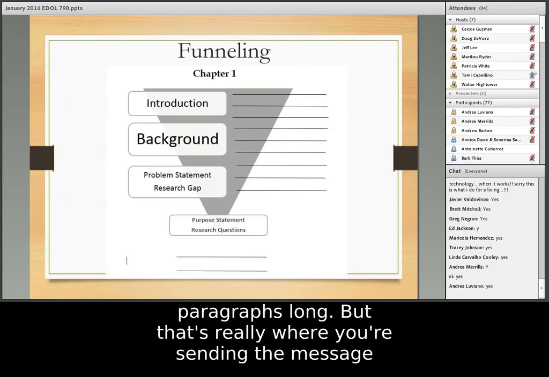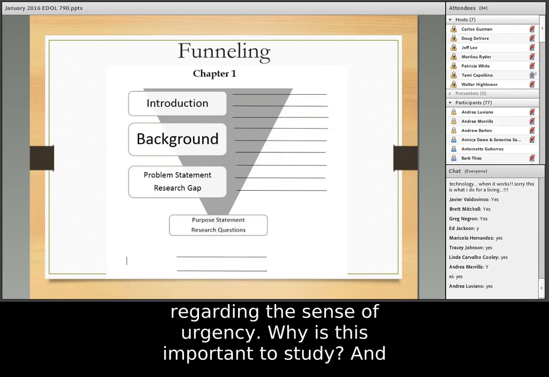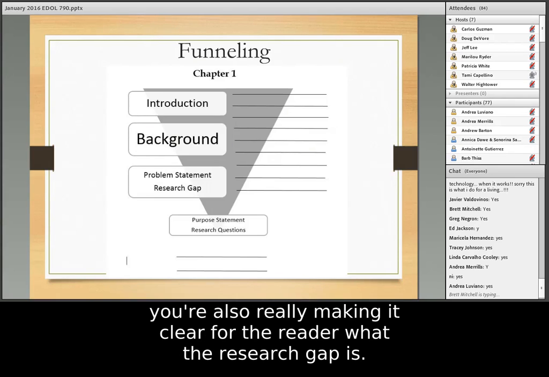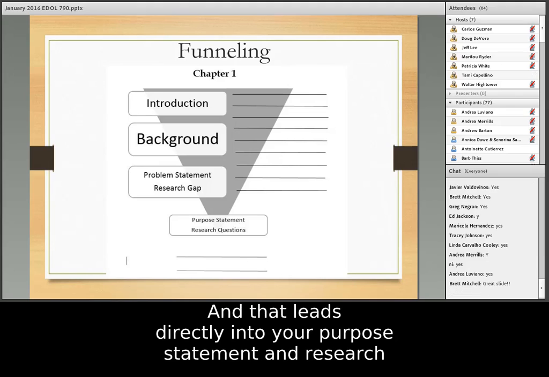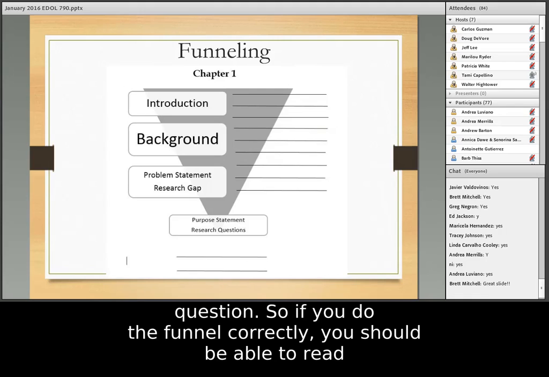And then your problem statement and research gap are really extremely crucial. And that's usually about 5 paragraphs long. But that's really where you're sending the message regarding the sense of urgency, you know, why is this important to study? And you're also really making it clear for the reader what the research gap is. And that leads directly into your purpose statement and research questions.